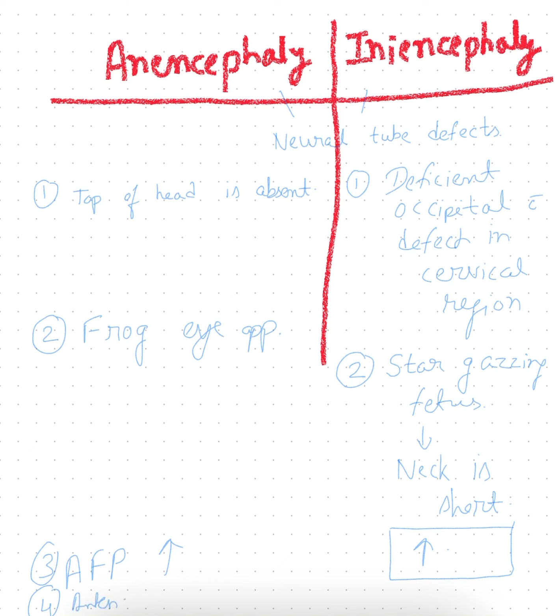On the antenatal USG, we can detect all the above mentioned points. Along with that, polyhydramnios will be seen on the antenatal USG in anencephaly. So these are the common points by which we can differentiate whether it is anencephaly or iniencephaly on the antenatal fetal ultrasound.